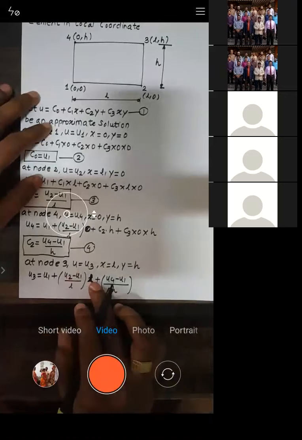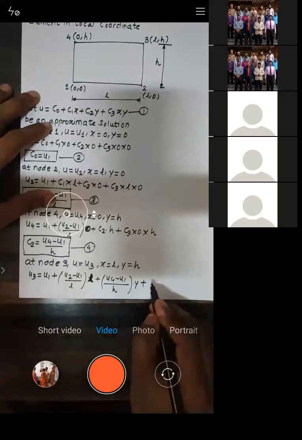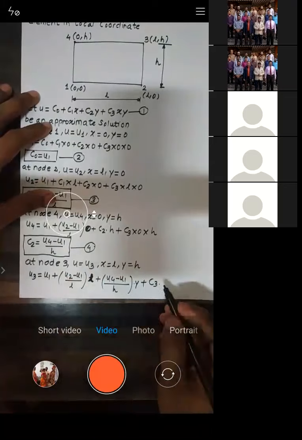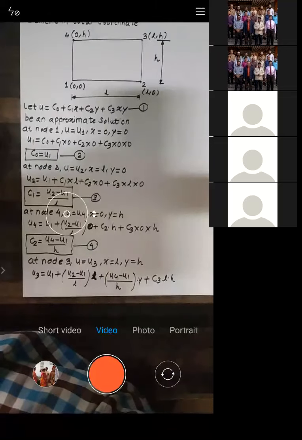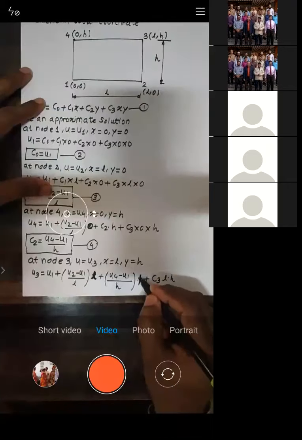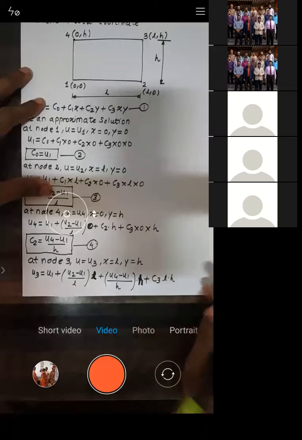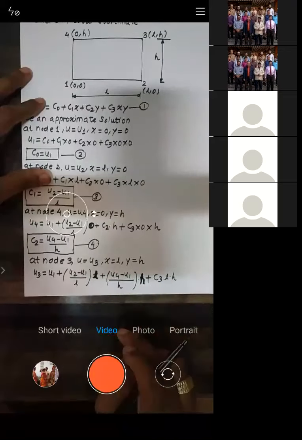Okay, so this is C1 into X, plus C2 into Y, right? C2 into Y plus C3 into X into Y. Is it okay? Yes sir. And sir, put the Y value as H also. Okay, not a problem. Here only we will do. See, X is L, Y is H. Okay, plus C3 into L into H. So now tell me what value we will get.